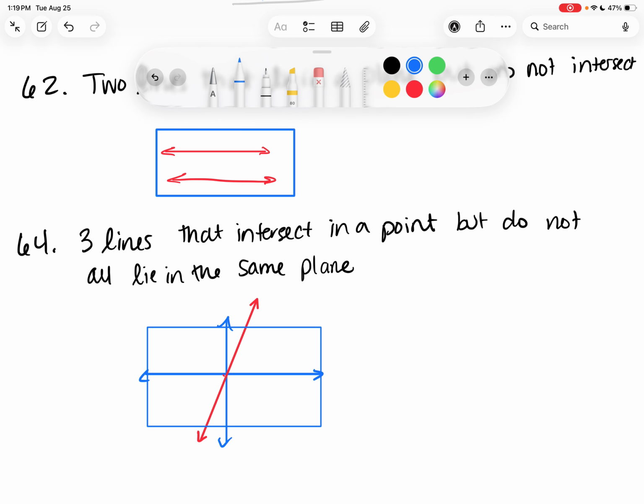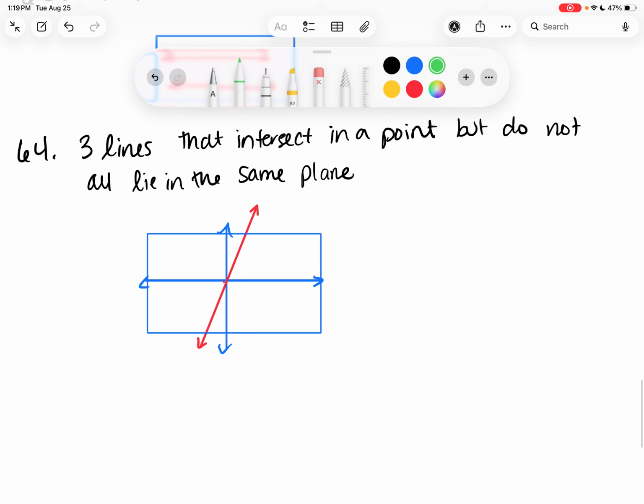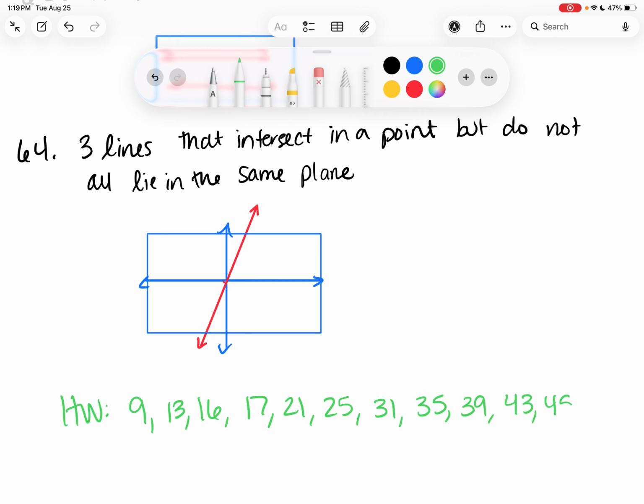All right, problems 9, 13, 16, 17, 21, 25, 31, 35, 39, 43, 45, 47, 49, 53, 57, 59, 61, 63, 65, and 67. Those are due tomorrow.